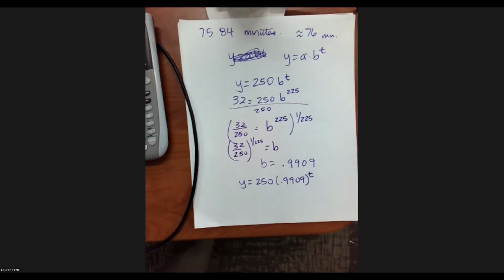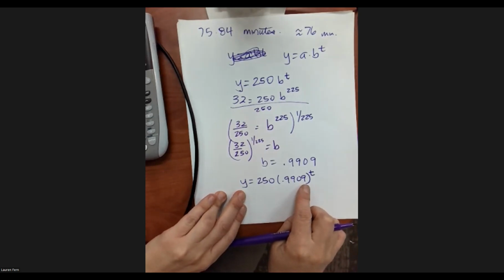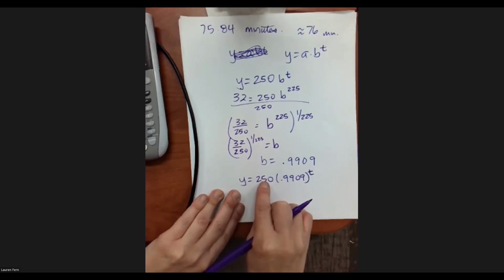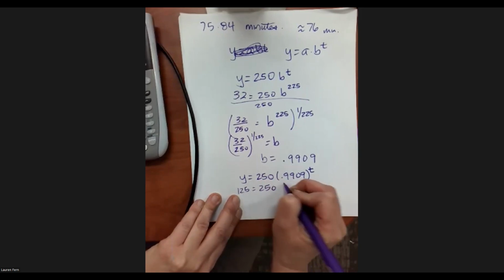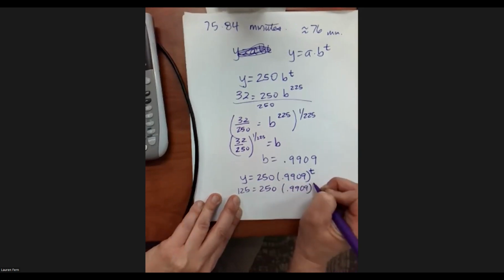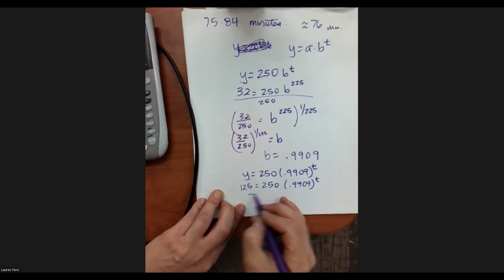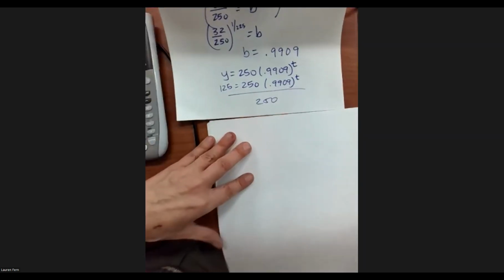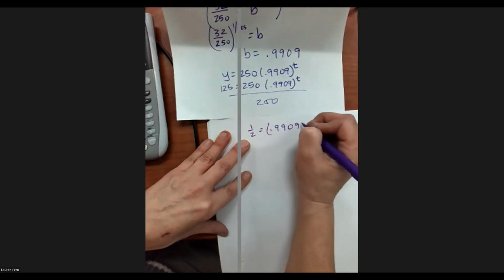Now that I have this function, remember what we wanted to do is find the half-life, right? In other words, we want to find the time it takes for half of the initial amount. We've already gone through that. Half of 250 is 125. What would be my first step here for solving for t? Divide by 250. So we're going to get 1/2 is 0.9909 to the power of t.